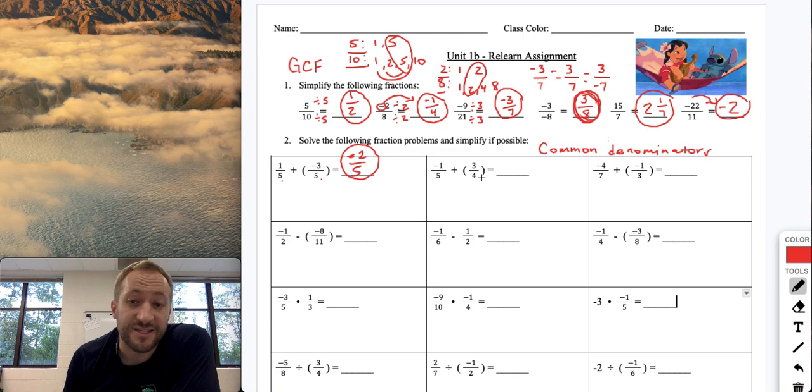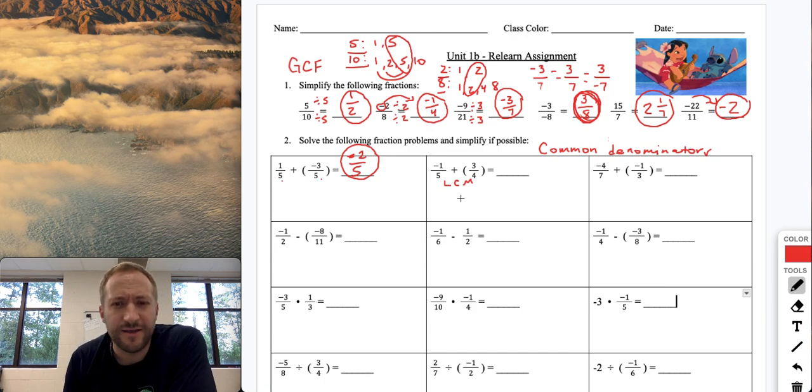Negative 1/5 plus 3/4. Do they have common denominators, a 5 and a 4? Nope. So I have to make them common. The way we do that is we look for the LCM, the lowest common multiple. Now, this always gets confused with the GCF. It's kind of like 3-letter phrases, and we use them a lot. But when I'm looking for common denominators, I'm looking for the LCM.